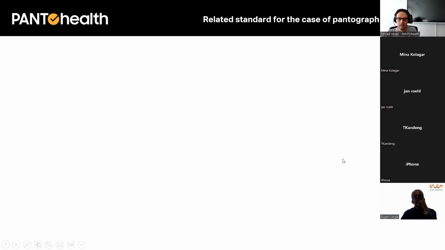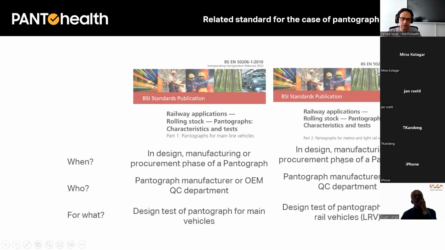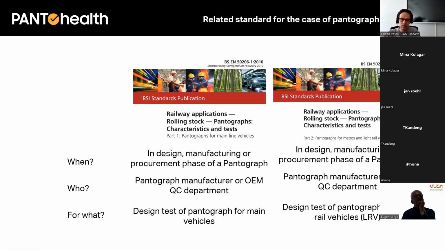We have some other standards in terms of pantograph and catenary interaction, pantograph characteristics and tests, which can be used in the design, manufacturing, or procurement phase of a pantograph. Normally they can be used by pantograph manufacturers or OEMs, whose QC departments can use this standard for design tests, type tests, or for main line vehicles. We have the same standards for LRVs, for light rail vehicles, as part 2 of this standard.